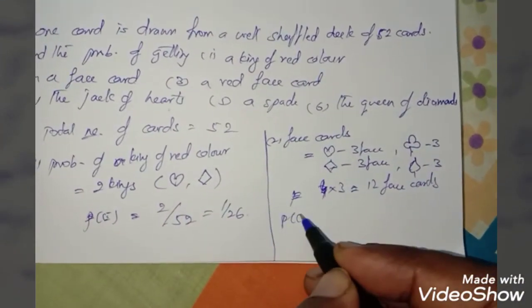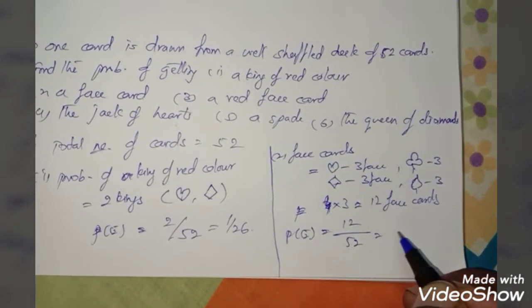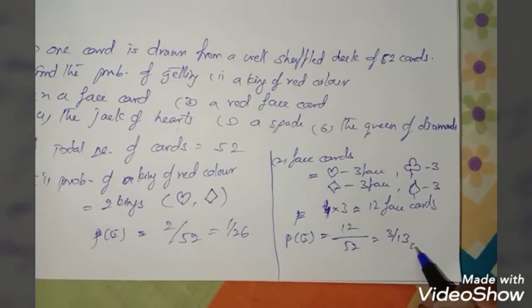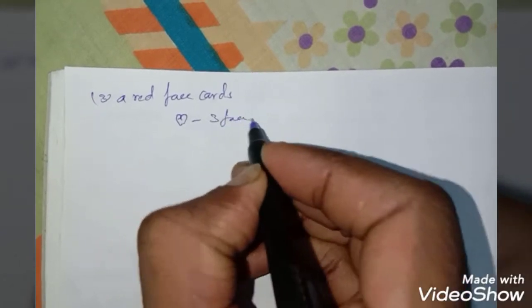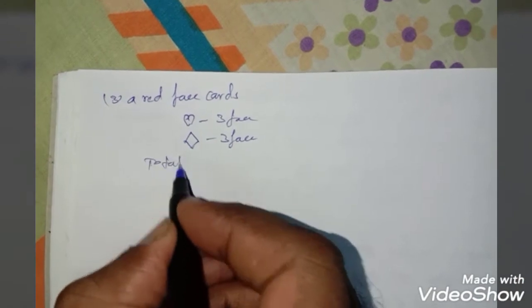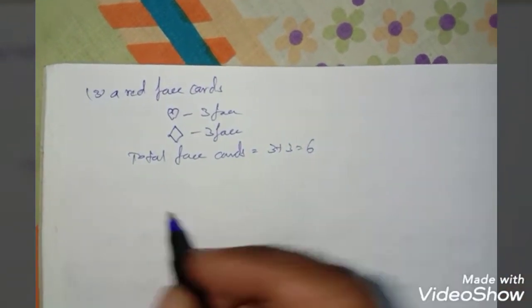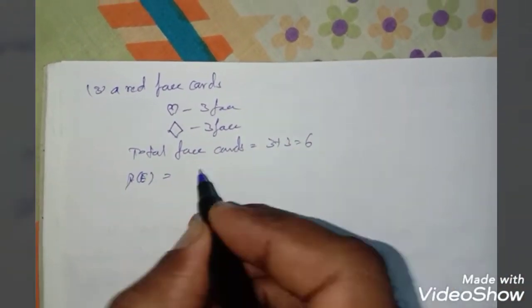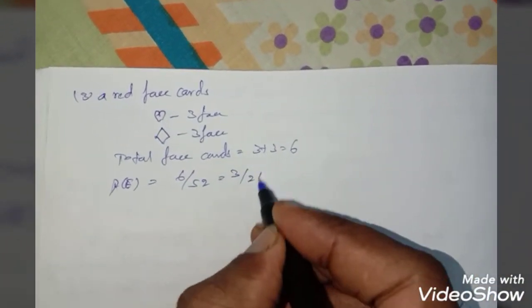Now you have to find the probability of an event. So probability of an event: possible outcome is 12 and total outcome is 52. Now if I further divide, you will get 3 by 13, right? Now the next question is red face cards. So here in heart you have 3 face cards, and in diamond you have 3 face cards. So total face cards is 3 plus 3, that is 6, right? Now probability of an event is nothing but possible outcome, 6, divided by 52. Now if I further cancel, you will get 3 by 26, right? Now coming to your next question, the fourth one.